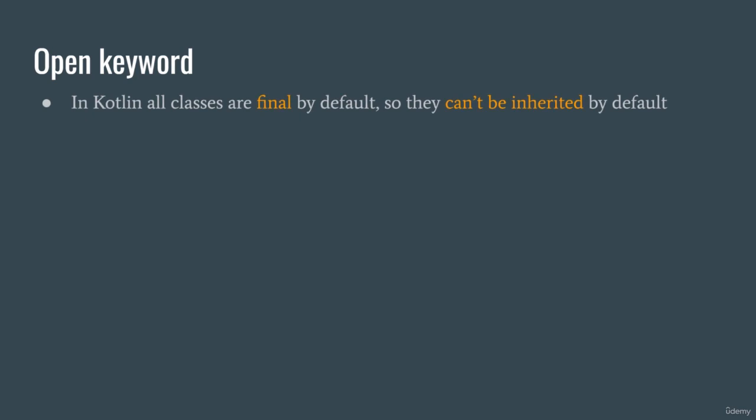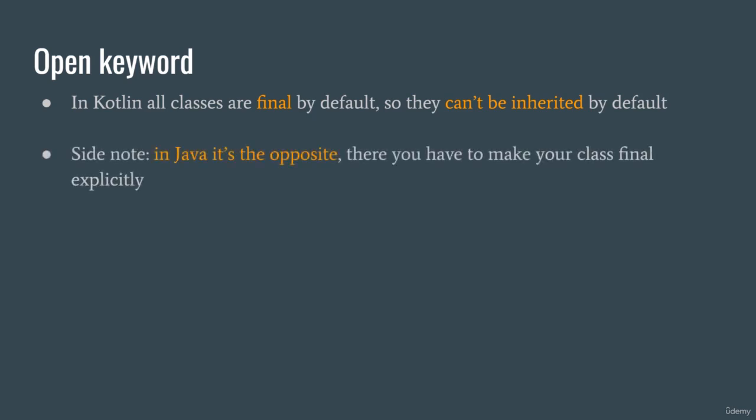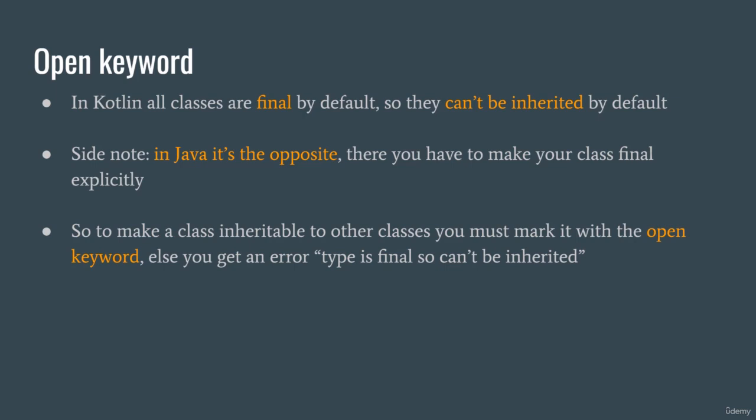So then there is a keyword called open, and we need to talk about it real quick in order to understand the next concept. So in Kotlin, all classes are final by default, so they can't be inherited by default. Okay, that's different to other programming languages. For example, in Java, it's the opposite, that you have to make your class final explicitly because all classes can be inherited from. So if you want to use inheritance, then you need to make the class that you want to inherit from open. So to make a class inheritable to other classes, you must mark it with the open keyword. And otherwise you get an error here, type is final, so can't be inherited.